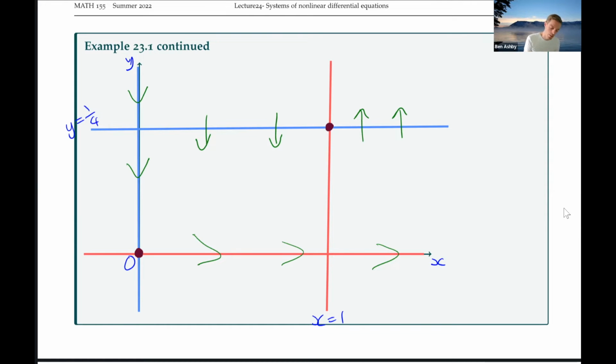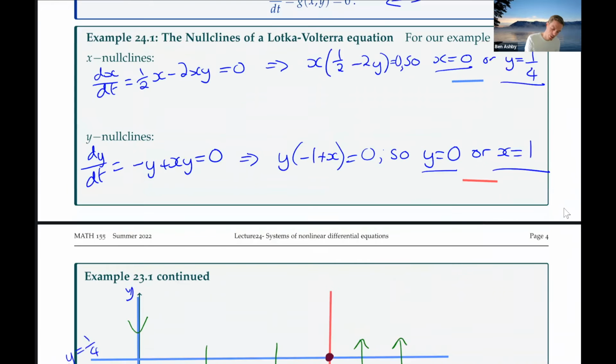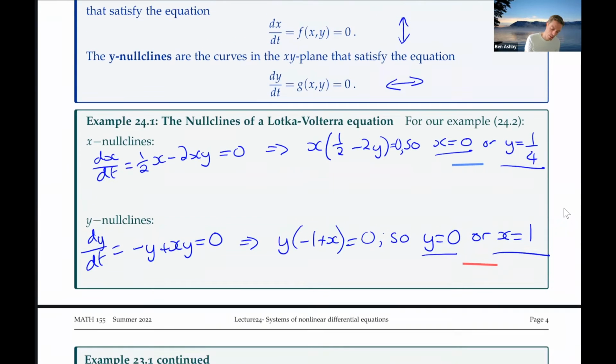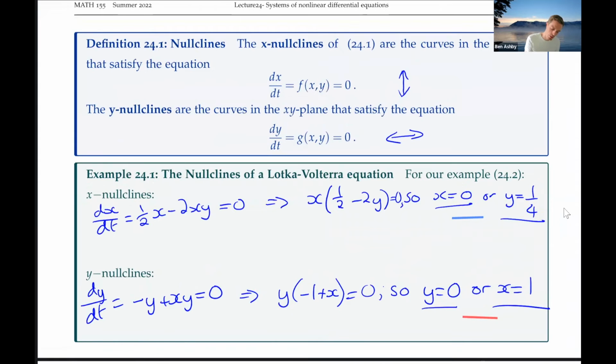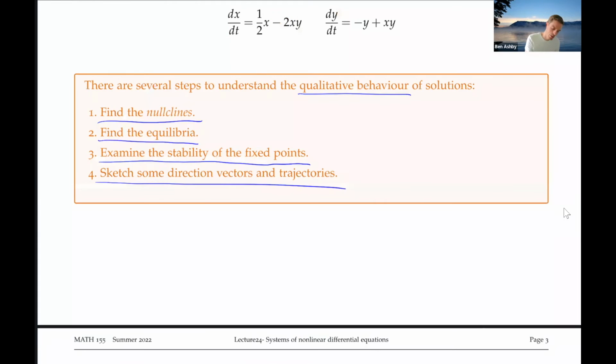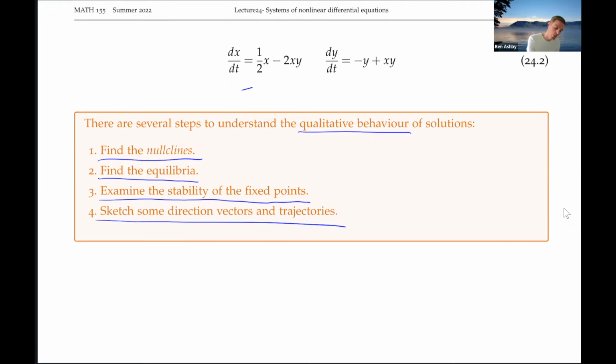We can do a similar thing for our final nullcline here. So this is the nullcline when x is equal to 1. So on x is equal to 1, dy dt is equal to 0. Let's go back up to our equations here. So when x is equal to 1, we're on our y nullcline. So here we're going to have a half, x is 1, half minus 2y. So this is going to be less than 0 whenever y is greater than a quarter, and is going to be greater than 0 whenever y is less than a quarter.